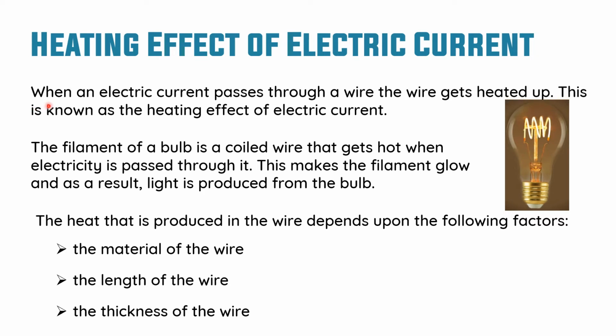So we'll read that definition. When an electric current passes through a wire, the wire gets heated up. This is known as the heating effect of electric current. Got it, children? So the definition is important. When an electric current passes through a wire, the wire gets heated up. This is known as the heating effect of electric current.